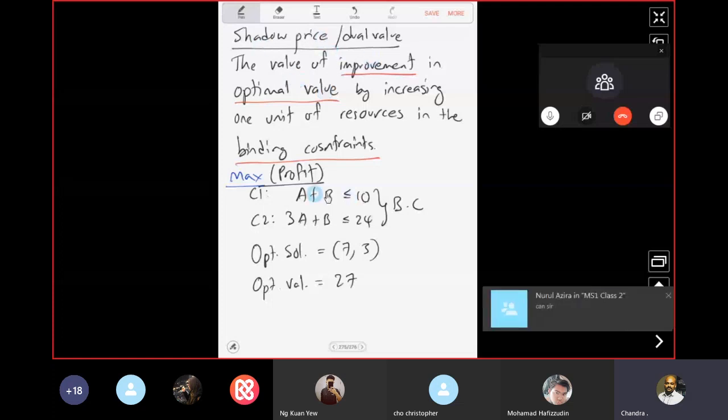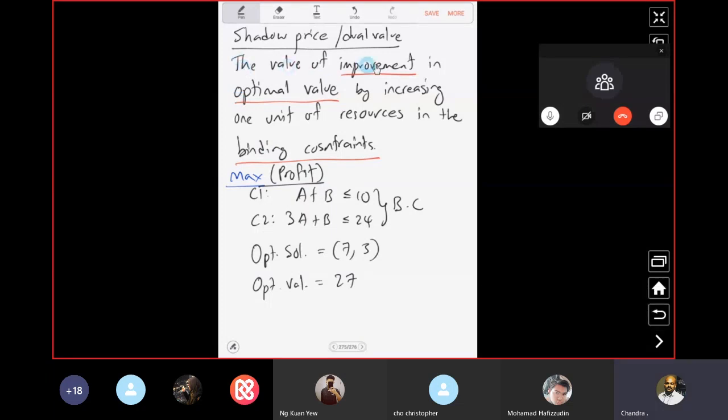This is the shadow price. The definition of shadow price is the value of improvement in optimal value by increasing 1 unit of resources in the binding constraint. So if you read this, of course, you won't get the idea how to get the answer. Okay, let us go through this by an example. In example 1, when we solve, C1 and C2 is the binding constraint. An optimal solution is 7, 3 and optimal value is 27.